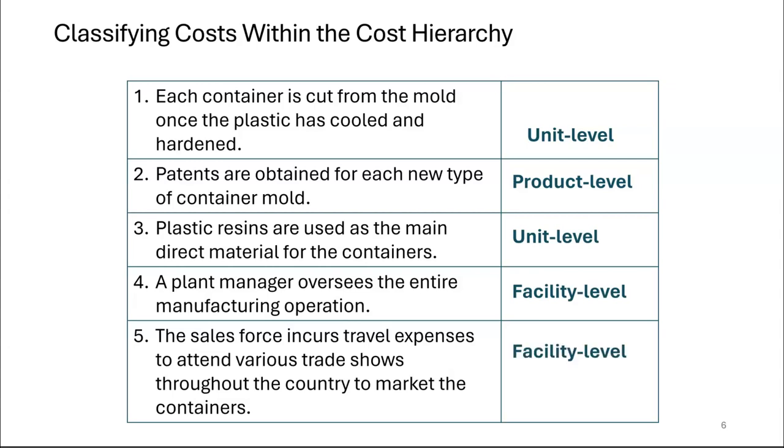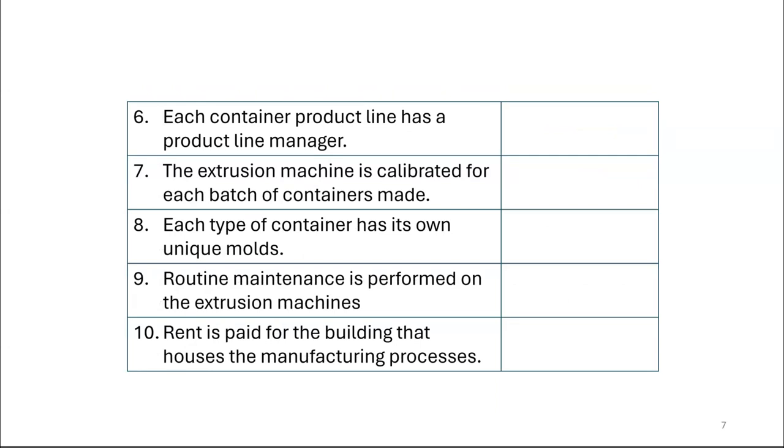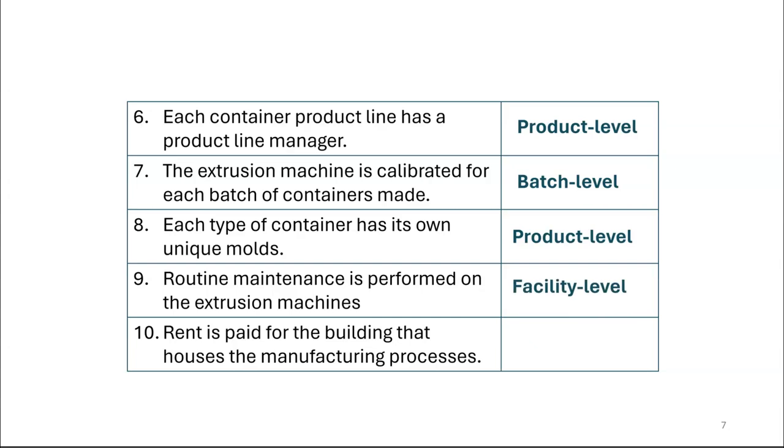Now let's look at some more. Each container product line has a product line manager. That would be product level. The extrusion machine is calibrated for each batch. That would be batch level. Each type of container has its own unique molds. That's product level. Routine maintenance is performed on the extrusion machines. That's facility level. And rent is paid on the building. That would also be facility level. So that kind of gives you an example.